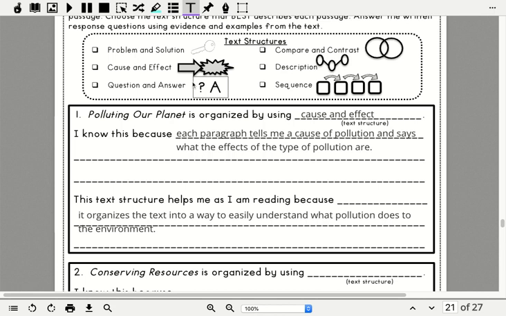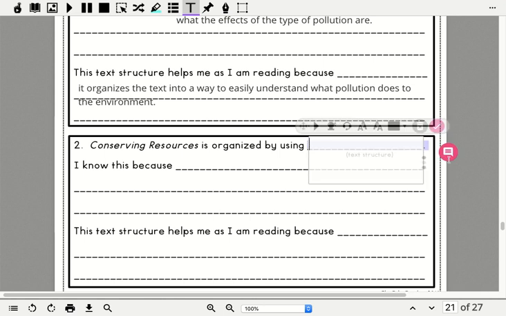Okay, so it's when something is broken down and made new. Okay, it talks about how recycling creates more space in landfills. So we do have problem and solution here, which that's our first one up here, and that's what we came up with. So down here, we are going to say conserving resources is organized by problem and solution.